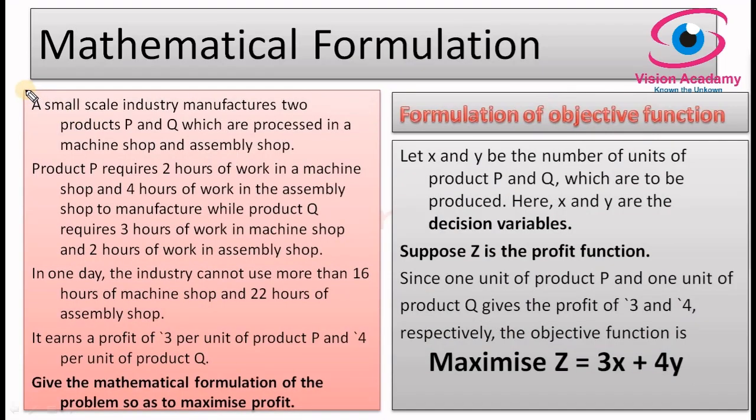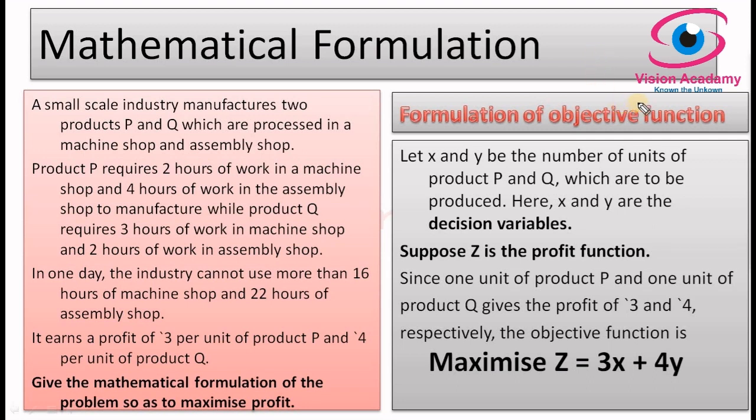Here I have copied the same problem which we just read. Now I will attempt to make a mathematical formulation. In the mathematical formulation we will have the objective function, subject to constraints, and non-negativity. Three things are very important in any mathematical formulation. These are the properties of a mathematical formulation. This is a typical model to apply to any linear programming problem. One is the objective function, the second is the subject to constraints, and one more thing is non-negativity.